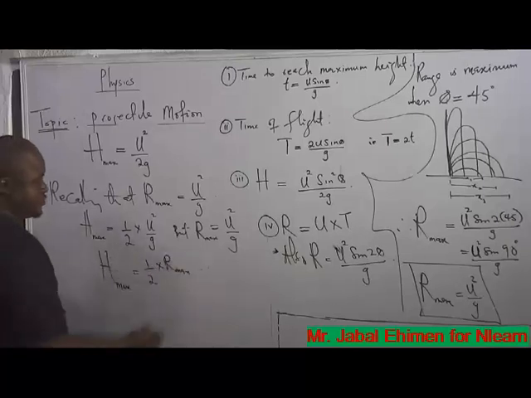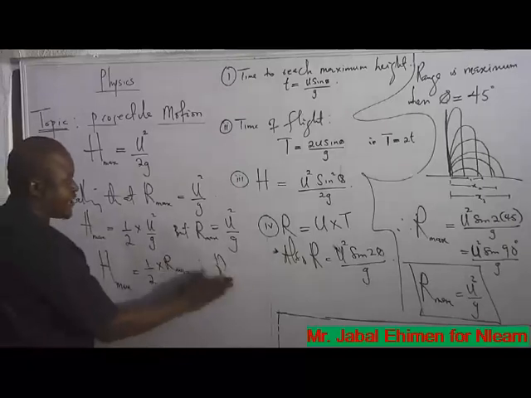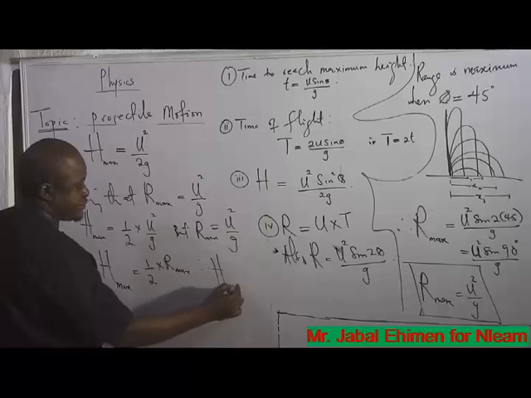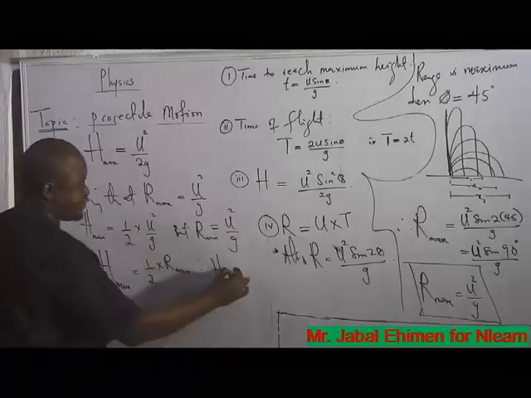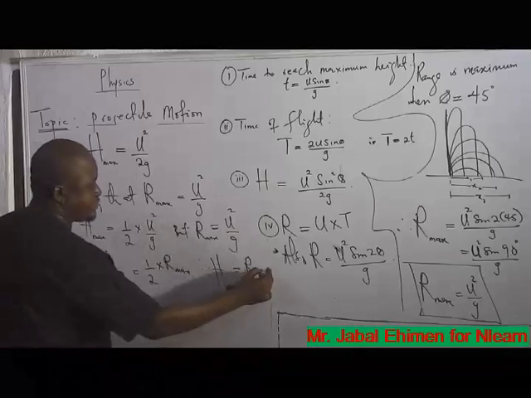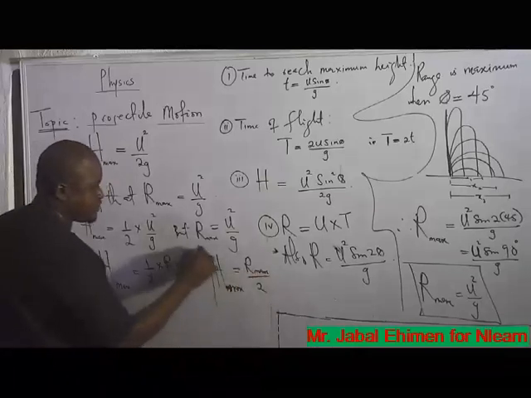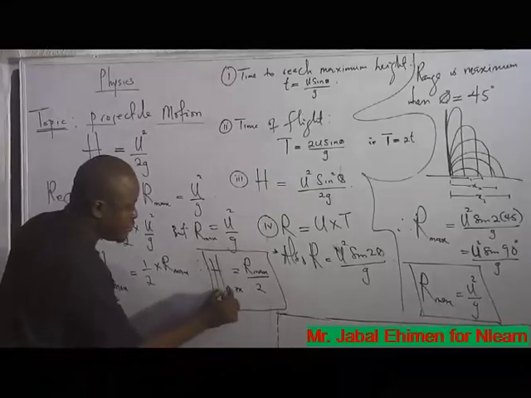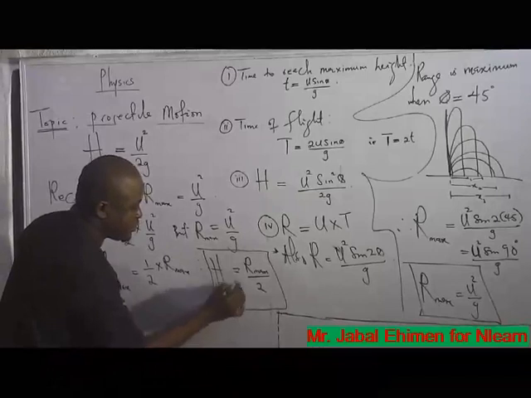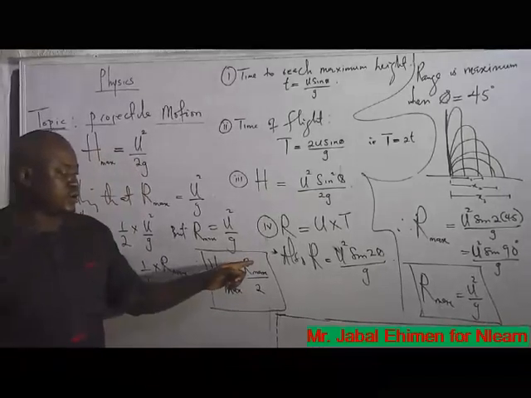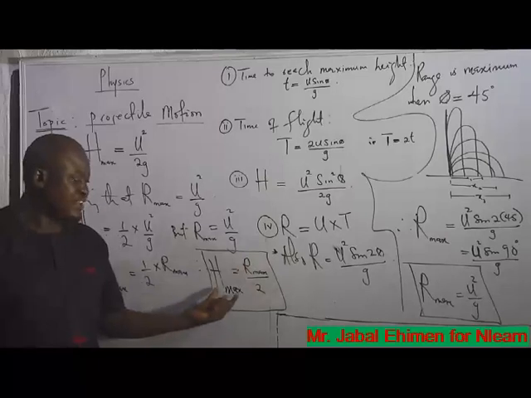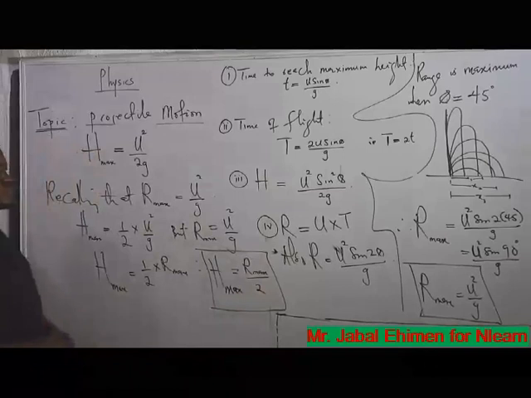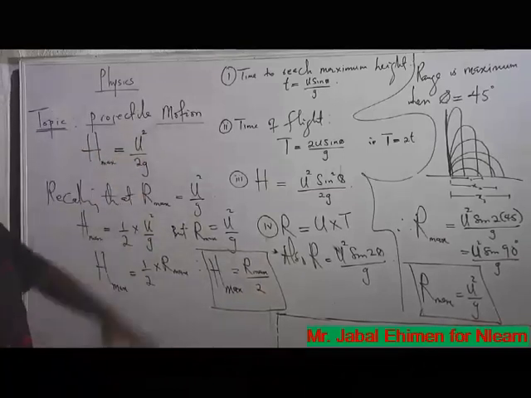So therefore, h max is equal to R max over 2. So please take this relationship, the relationship between maximum height and maximum range: h max is equal to R max divided by 2. Good. Now, we've talked about this.